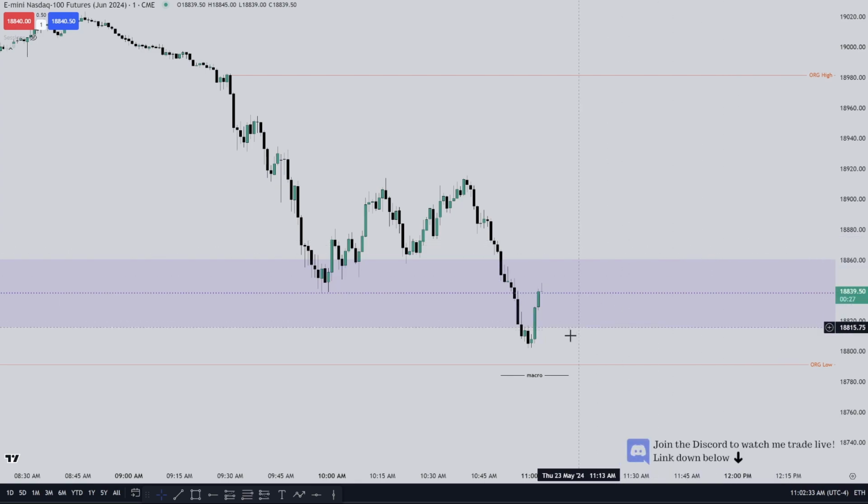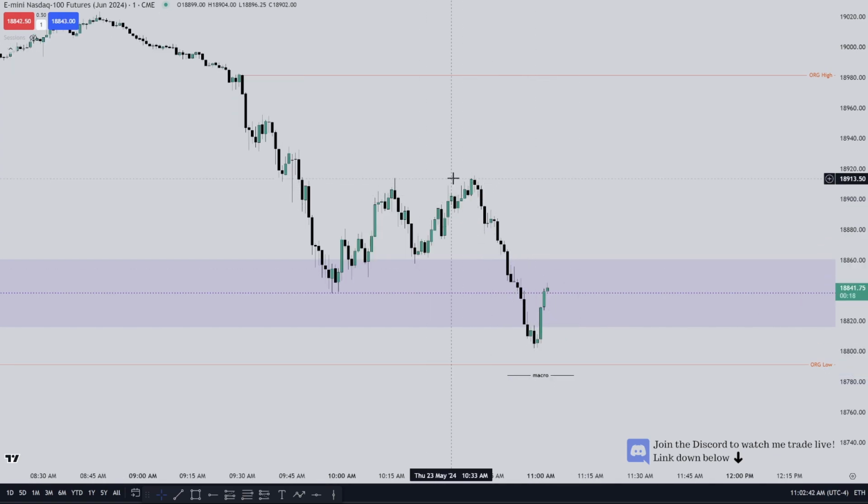All right, so we are inside of that 1050 to 1110 macro. Also, profit taking hour, 11 a.m. I'm looking to target equal highs up here and possibly buy side with this premium fair value gap here.